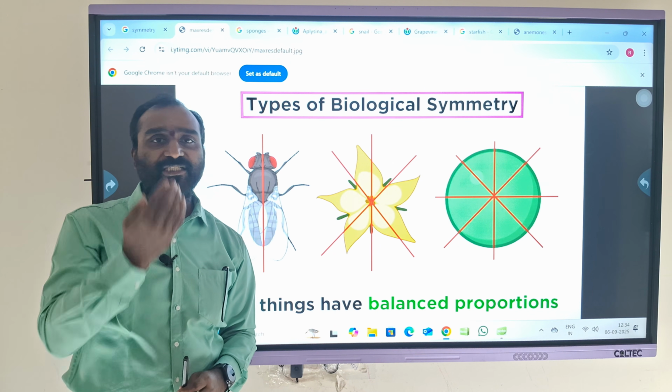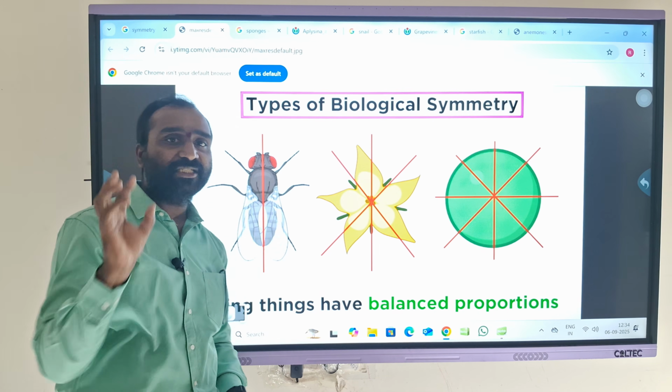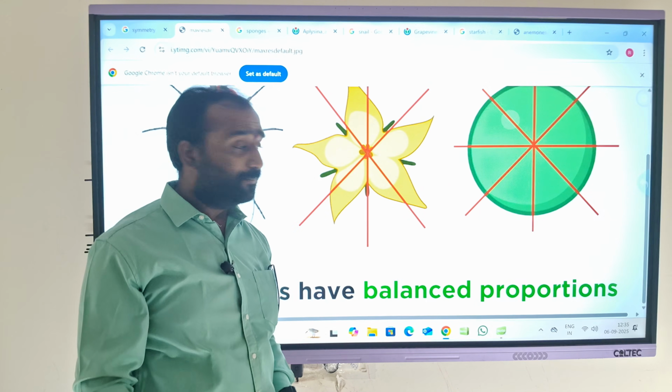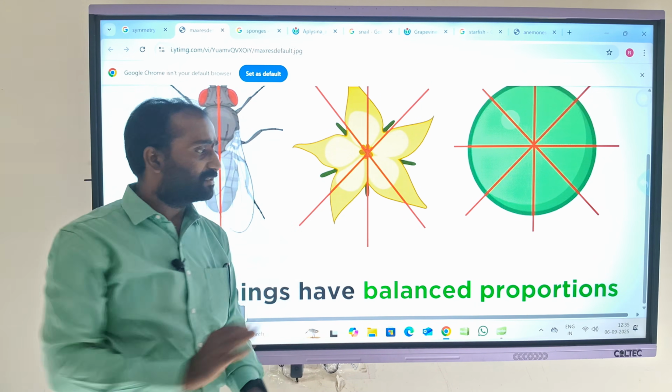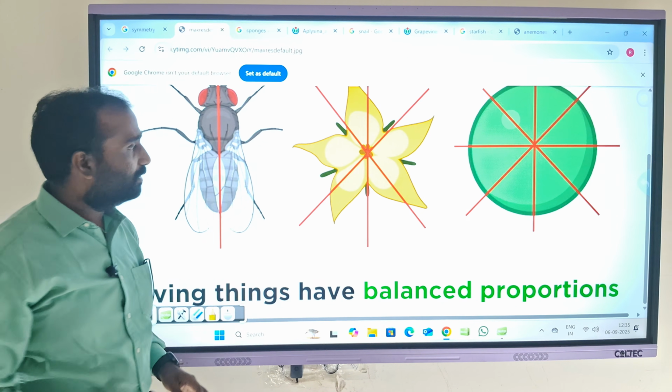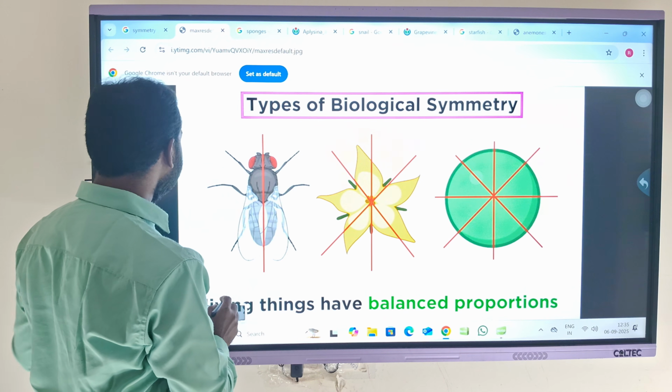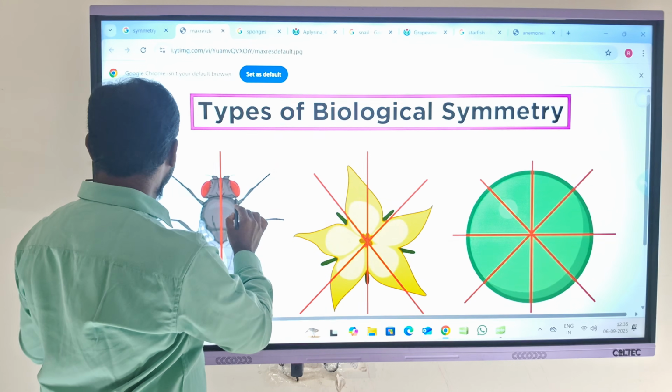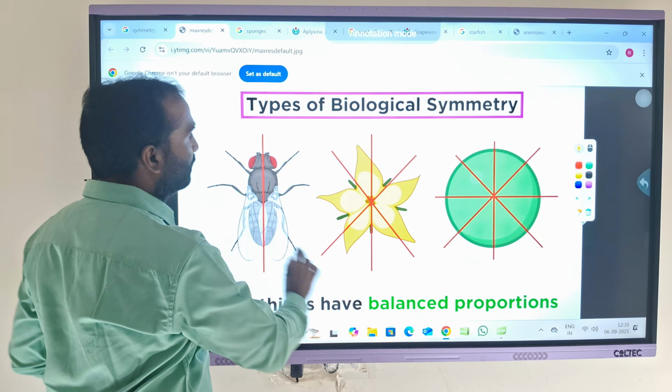So here this organism, am I clear? The one in which we get 2 equal halves from the midplane or a central axis is known as what? Bilateral symmetry. Okay now, this is what? Bilateral symmetry.